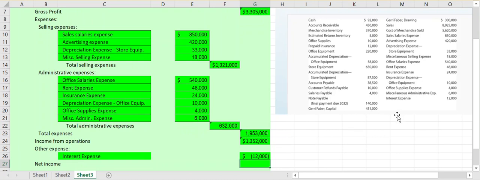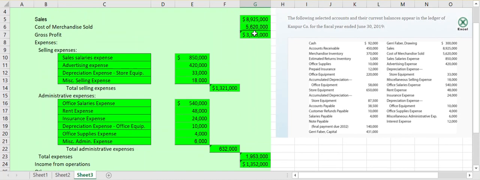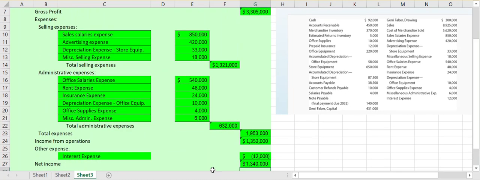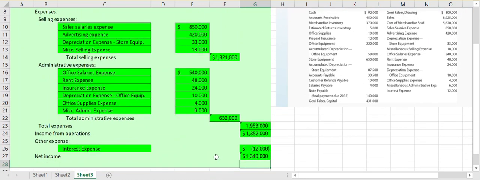So now finally we can get to our net income. So we take our income from operations minus that interest expense. We have a net income of $1,340,000. So we've taken it from a gross profit to a net income. Just like you on your paycheck take it from a gross pay amount to the net amount that you get after all of those deductions and taxes are taken out.